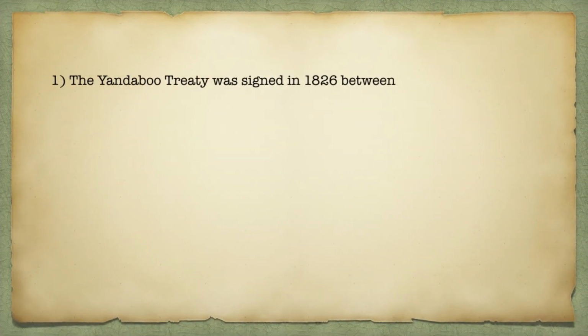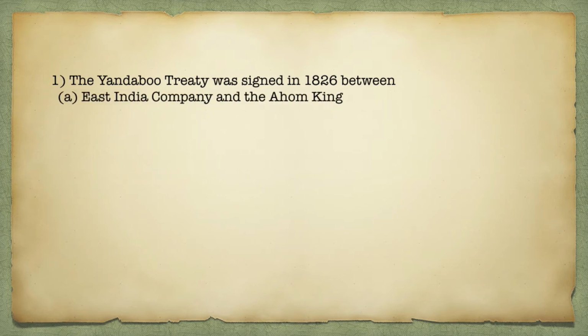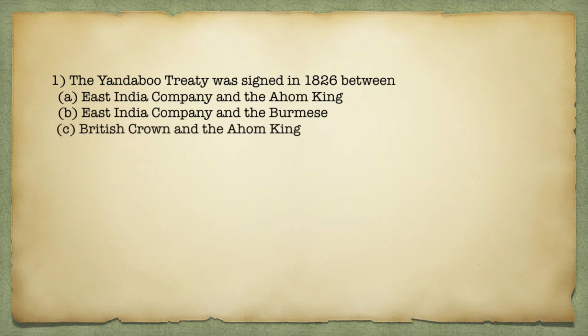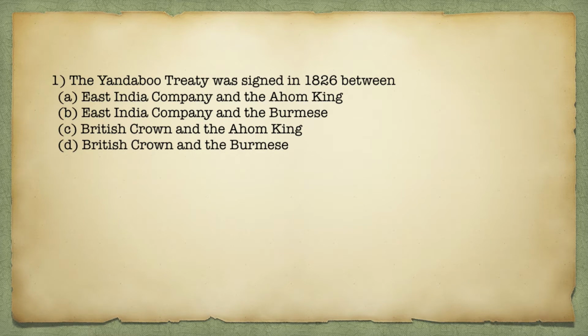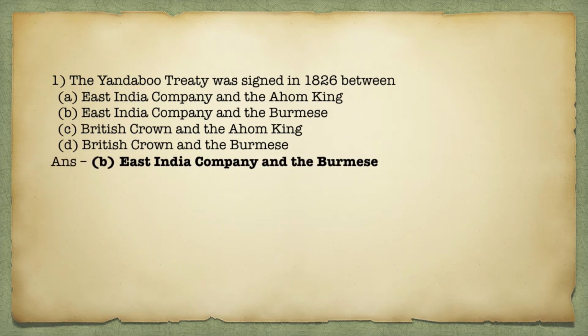So let's get started. So we have the first question as the Yandabu Treaty was signed in 1826 between East India Company and the Ahom King, East India Company and the Burmese, British Crown and the Ahom King, or British Crown and the Burmese. So the correct option will be B, East India Company and the Burmese.